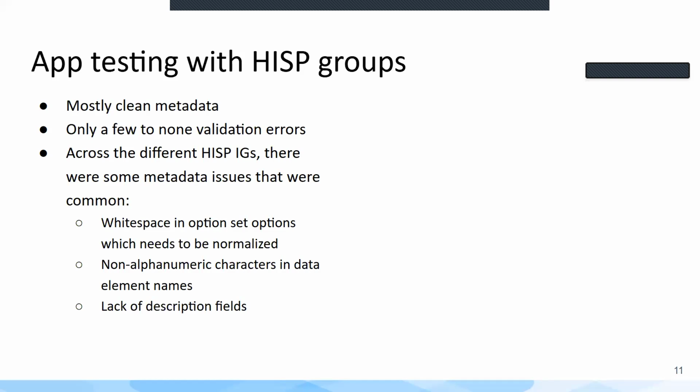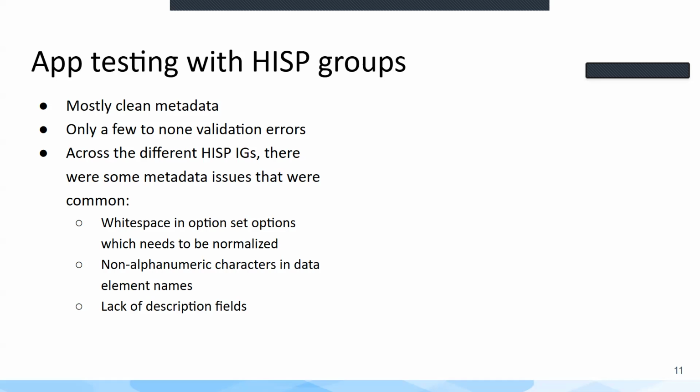Across the different HISP IGs, there were some metadata issues that were common, and some of these were actually talked about during the last session, especially white space in option set options, which needs to be normalized. So you have to trim the option set code. There are often some typos included. Non-alphanumeric characters in data element names is a big one as well. And as you saw with the last demo, the lack of description fields for certain metadata elements.